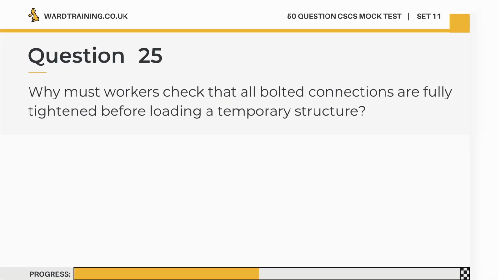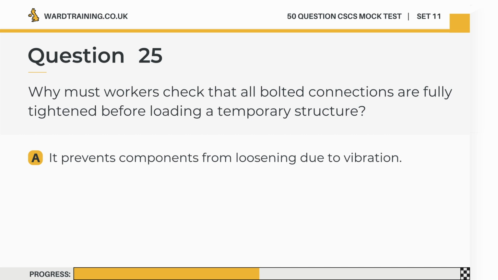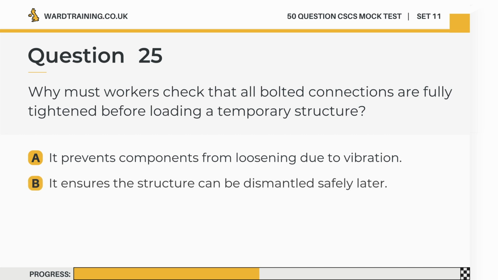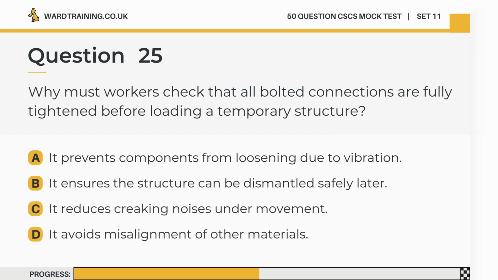Question 25. Why must workers check that all bolted connections are fully tightened before loading a temporary structure? A. It prevents components from loosening due to vibration. B. It ensures the structure can be dismantled safely later. C. It reduces creaking noises under movement. D. It avoids misalignment of other materials.